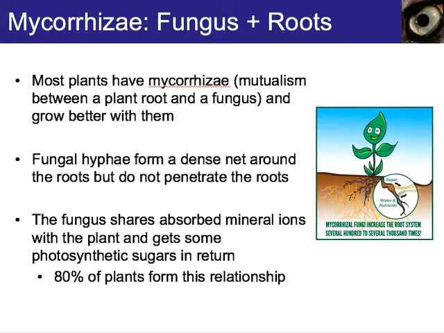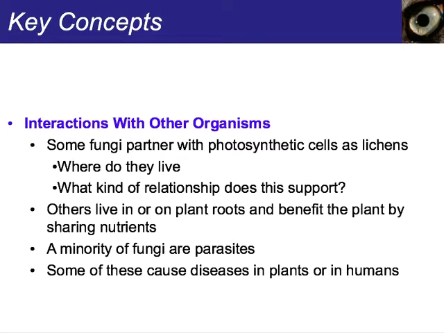Mycorrhiza is a fungus that hangs around plant roots, and it helps those plants grow better. The fungal hyphae form a dense net around the roots, but do not penetrate the roots. The fungus shares absorbed mineral ions with the plant and gets some photosynthetic sugars in return. And 80% of plants form this relationship.